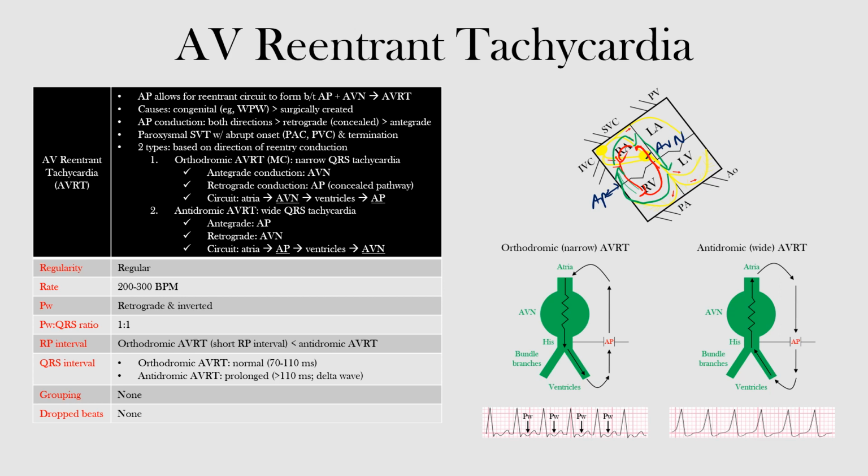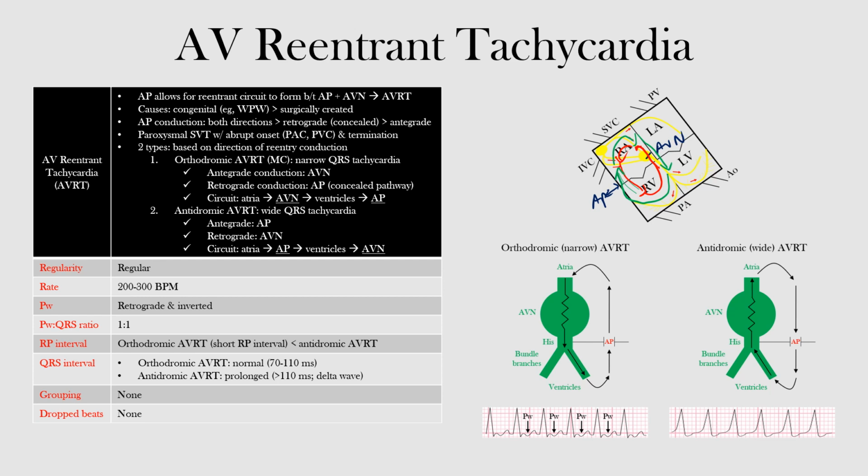Now, AVRT can be subdivided based on the direction of the reentry conduction into orthodromic or antidromic. In orthodromic AVRT, which is more common and actually the most common form of narrow complex tachycardia in children, antegrade conduction occurs through the AV node, while retrograde conduction occurs through the accessory pathway. This is what can occur in individuals with a concealed pathway. Now, concealed pathway simply means that there is an accessory pathway present, but that accessory pathway only conducts retrogradely.